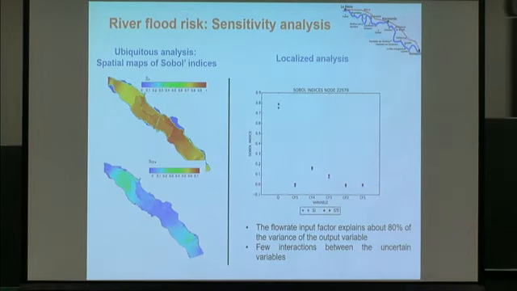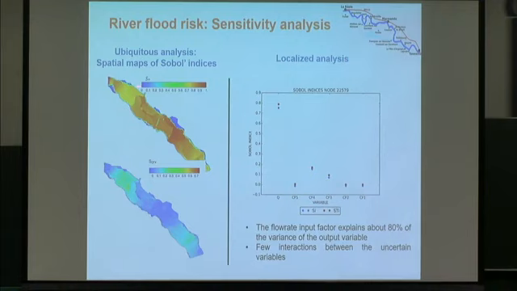Now I turn to sensitivity analysis. Coming back to my river flood example, for the exercise we computed some maps of sensitivity indices. This morning, Ralph explained the Sobol indices technique. So we are able to compute, at each location where we predict the river level, the sensitivity indices.